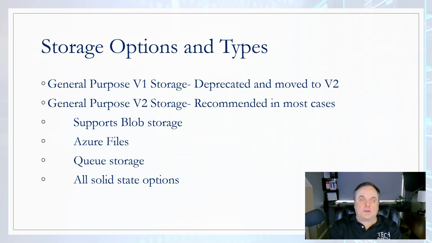Blob storage is unstructured data. That's where you're going to just upload all different types of files without any structure. Then Azure Files is an option for SMB or NFS access. So if you're going to use the traditional way of accessing files either from Windows or from Linux, then Azure Files is the best way to go. Queue storage is going to be for messaging, and all solid-state options are going to be for different types of speed, such as hard disk drive being the slowest but the cheapest, and you can go up to SSD standard as well as SSD premium and ultra.